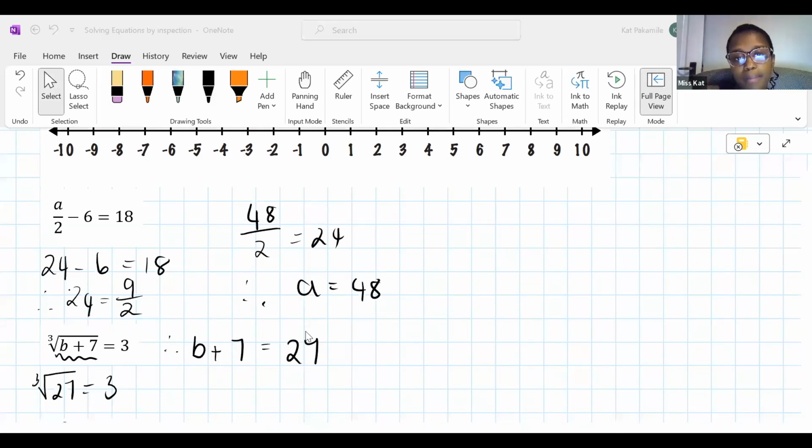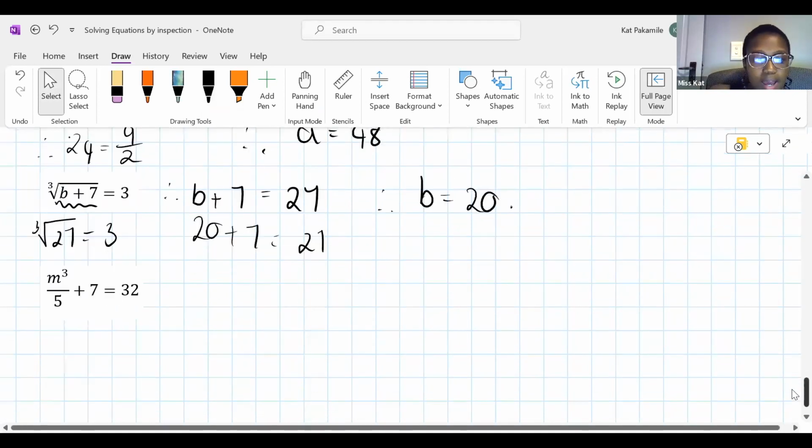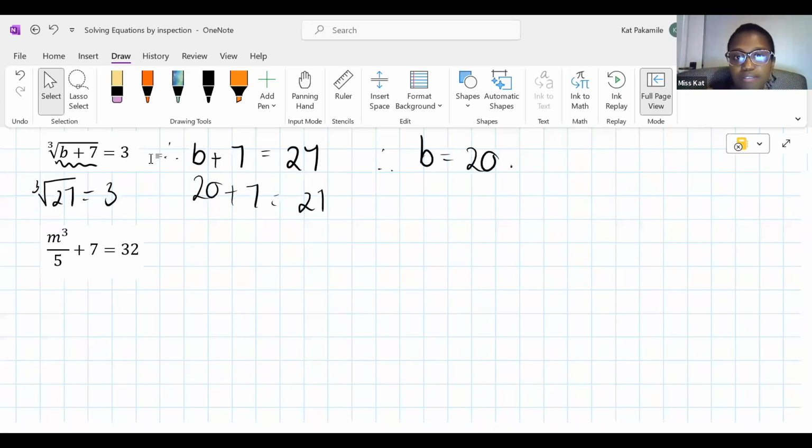Now we're on our last step. 20. So it's going to be 20 plus 7 equals 27. Therefore, b is 20. That was beautiful. Let's do this one, and then I want us to go back up to the question we started with and try and find out what the weight of each of the biscuits in the bag is. I think that would be very interesting.